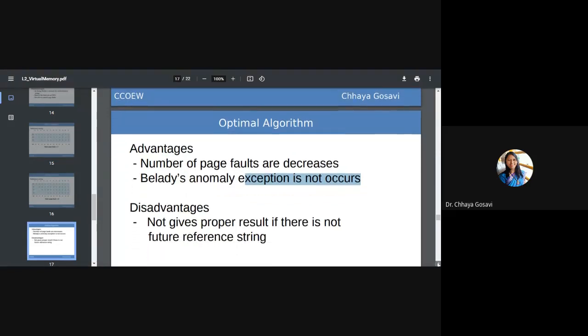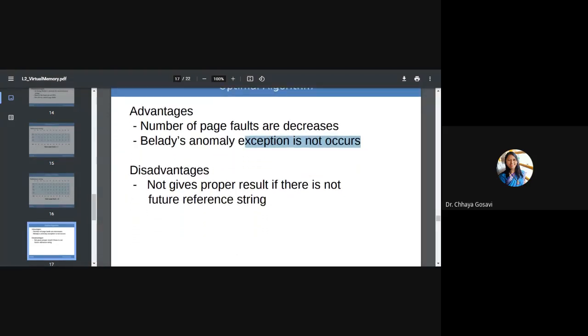The disadvantage is that it does not give a proper result if there is no future reference string. If we have a string which is not repeated, 1, 2, 3, 4 sequentially, every page is referred only once, then the result is the same for all the algorithms. Either you use FIFO, LRU or optimal, you will get the same result if there are no repeated strings.